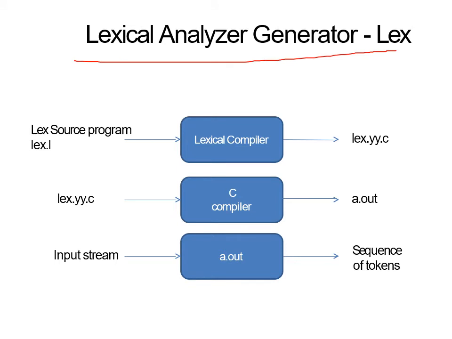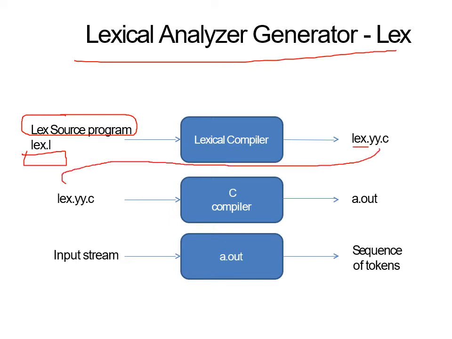Now, this is the lexical analyzer's entire process. We have a source program in the form of a file with the extension .l. Let's suppose this is lex.l. This lex.l goes to the lex compiler, which converts it into the lex.yy.c file. Then this lex.yy.c file goes to the C compiler, which converts it into a.out.